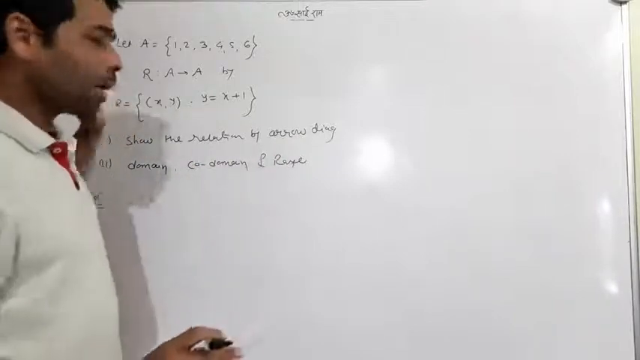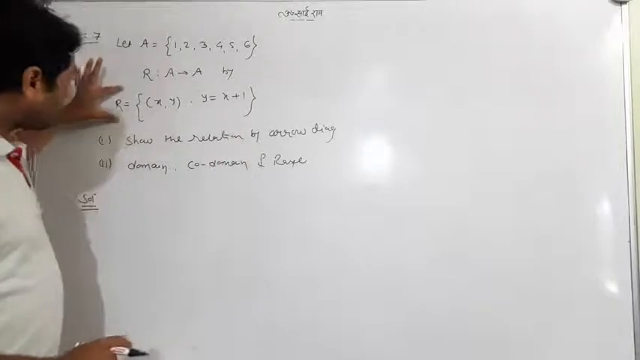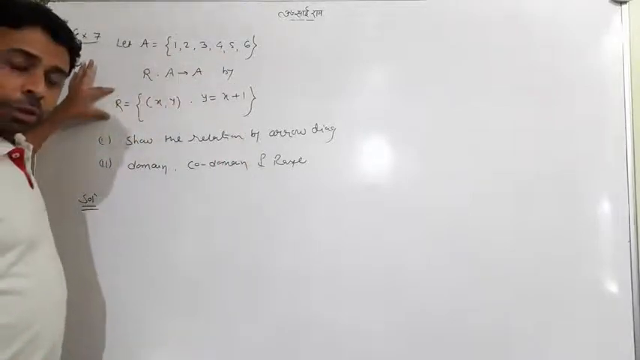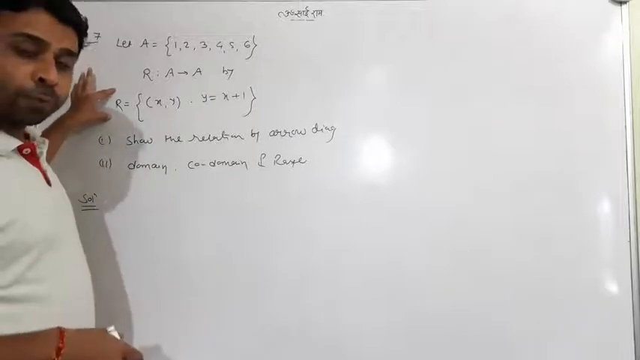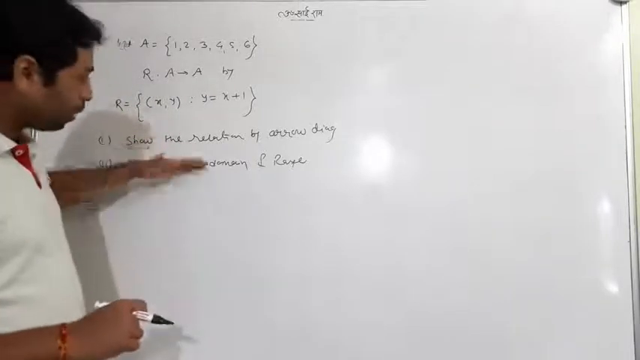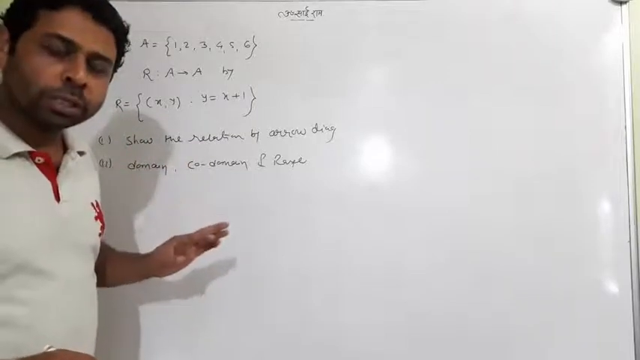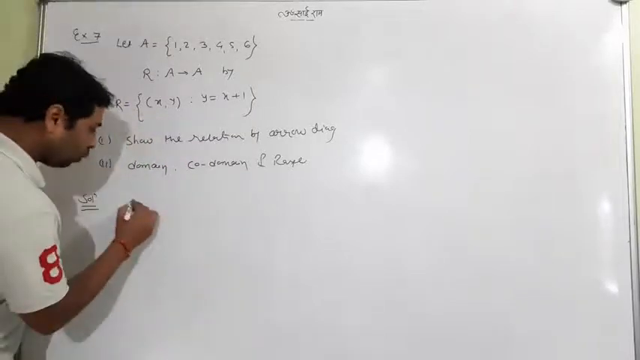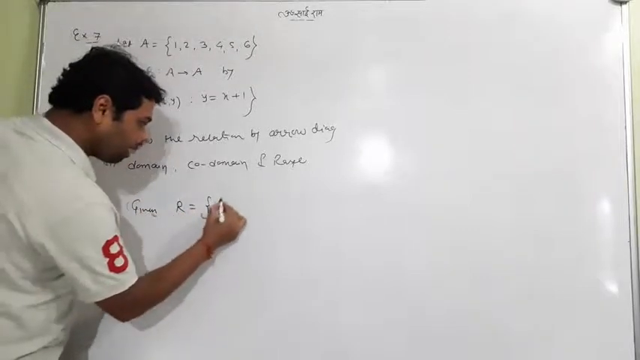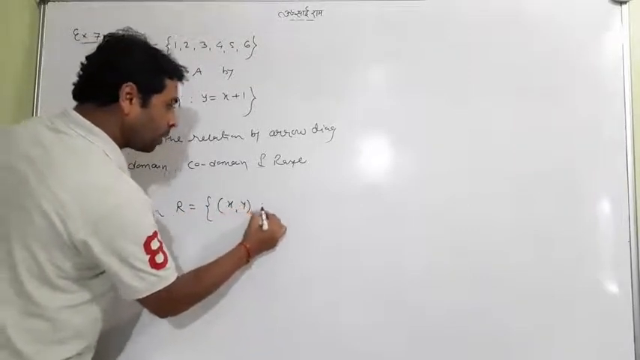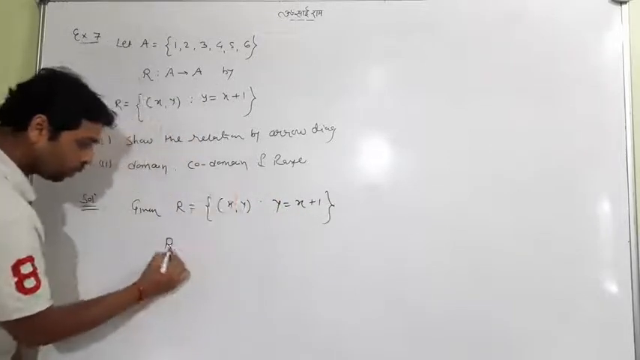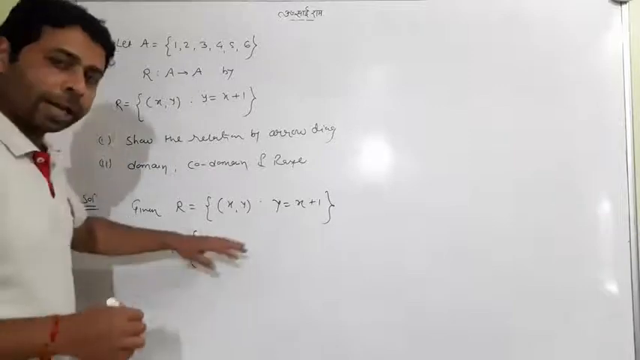But I request you that this is the set builder form of the relation. You first find its roster form. That is very important. Find its roster form, then you can find all the answers easily. It's given that R = {(x, y) such that y = x + 1}. So I have an idea to tell you. This is the set builder form.